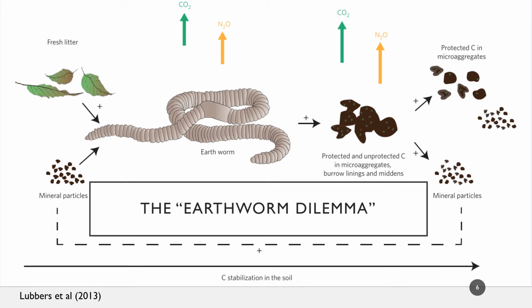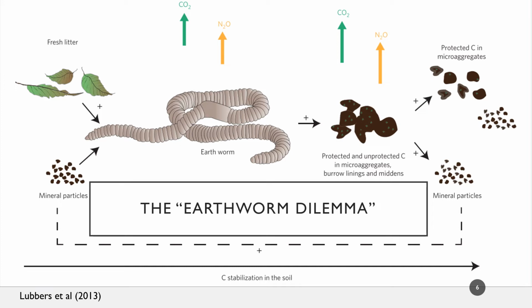So let's look at this flowchart. Earthworms eat fresh litter together with mineral particles. Their gut microbiome uses carbon as an energy source, releasing CO2. And earthworms also respire, releasing CO2 as well as N2O. The fresh aggregates that are formed in earthworm casts are rich in organic matter, so rich in organic carbon. These aggregates have increased microbial activity because of the fresh labile carbon available, releasing again CO2 and N2O.